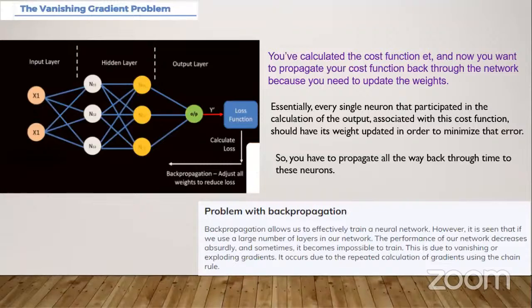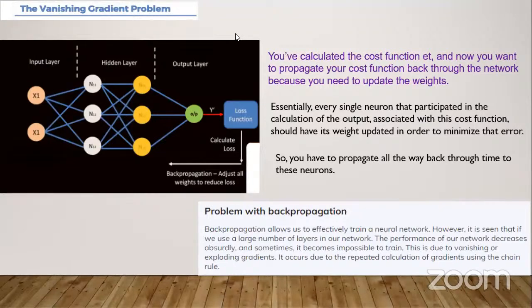Don't worry about it. So what is the main thing here? What is the issue with backpropagation that this vanishing gradient is happening? The main thing is whenever we use backpropagation, we calculate the derivatives. At that time, every neuron that participated in this calculation output, associated with the cost function, we calculate the cost, and when we calculate the cost, we bring in the optimizer, and with the optimizer we try to reduce the error and estimate the new weights.